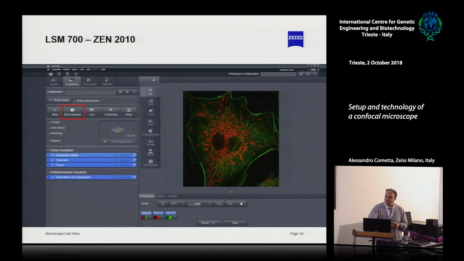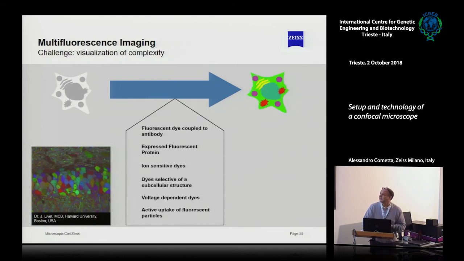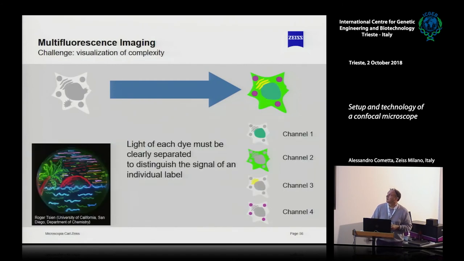Coming back to the problem of many dyes on your sample, imagine I would like to extract five or more dyes from my sample. There are people able to do 5, 6, 7, 8, actually 11. In a perfect world, what happens is just to have nuclei on the first channel, cytoplasm on the second channel, Golgi on the third, vesicles on the fourth channel, and so on. In the real world, it's not exactly so.